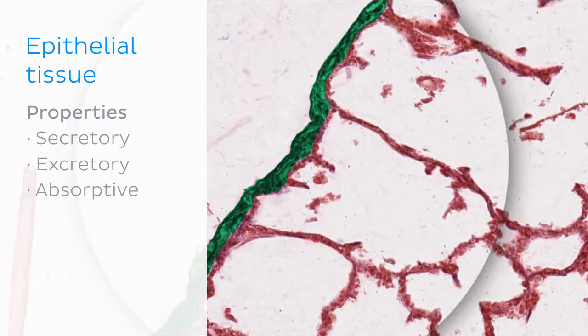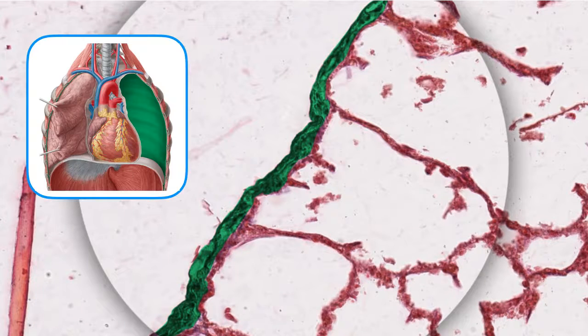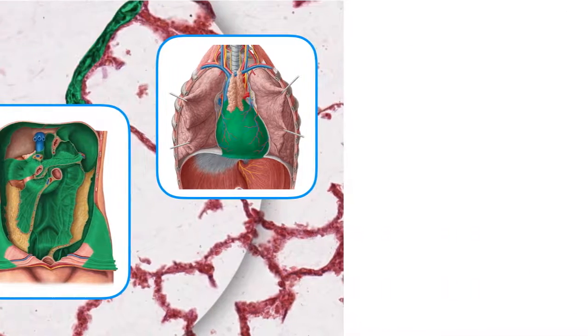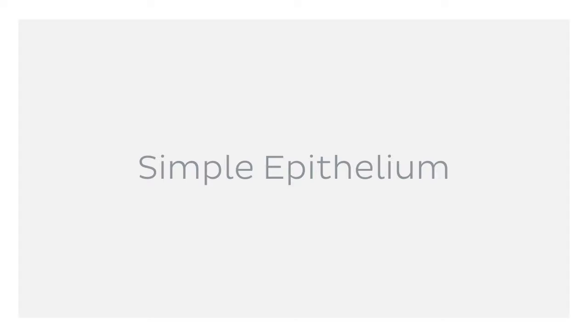Now here we have a micrograph of the mesothelium of the visceral pleura. Mesothelium is a type of epithelial tissue that is comprised of simple squamous epithelium, which we'll discuss later on in this tutorial. This type of epithelium lines several body cavities and the outer surface of most internal organs. For example, the pleurae, peritoneum, and pericardium are all composed of mesothelium. So now that we have an understanding of epithelial tissue in general, let's focus specifically on simple epithelium.